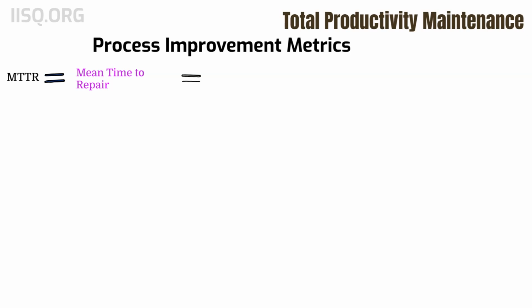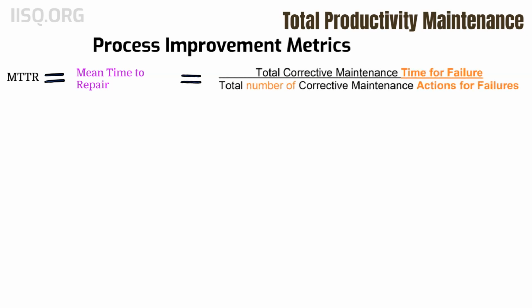MTTR. This refers to mean time to repair. It is a basic measure of the maintainability of repairable items. It represents the average time required to repair a failed component or device. It is the total corrective maintenance time for failures divided by the total number of corrective maintenance actions for failures during a given period. The next is MTBF.